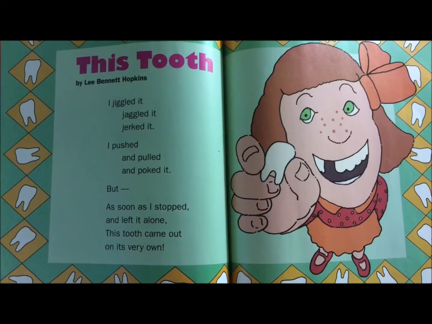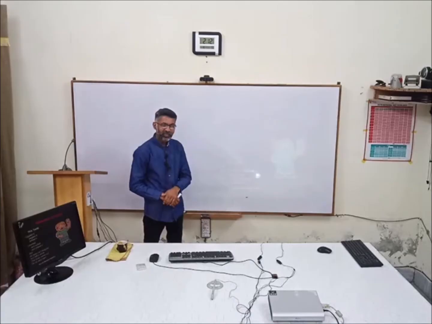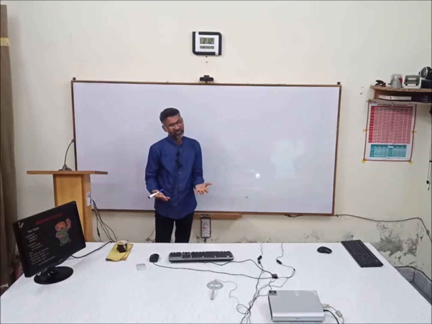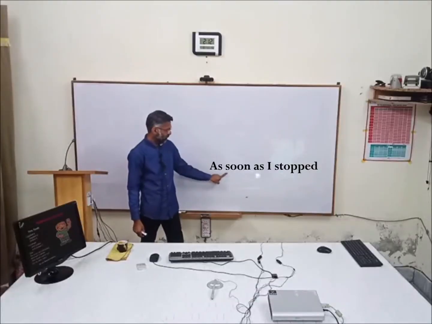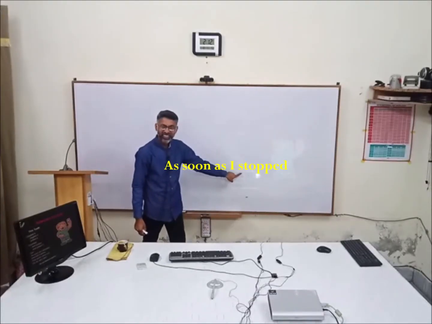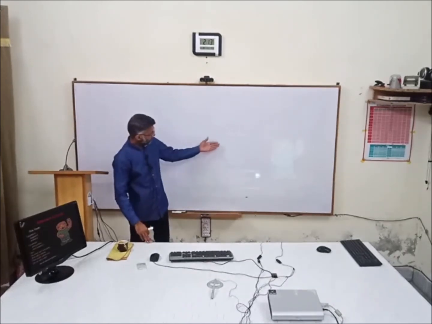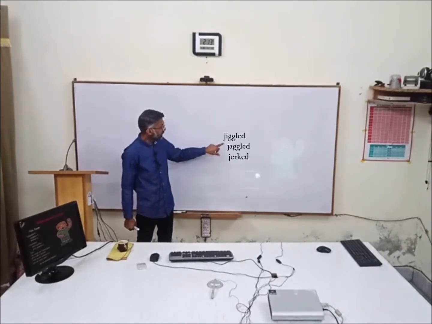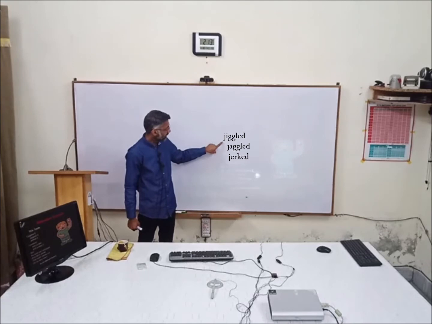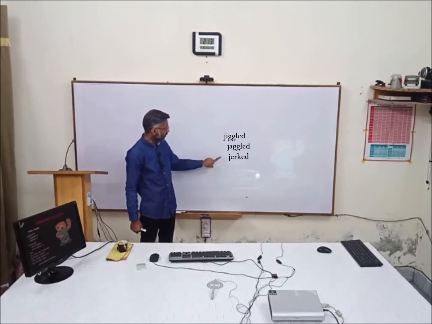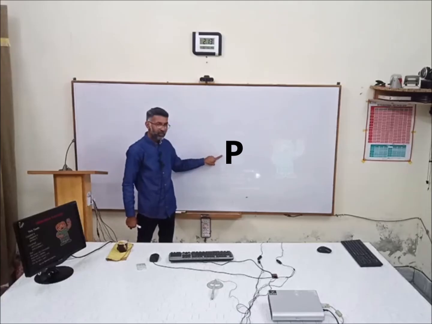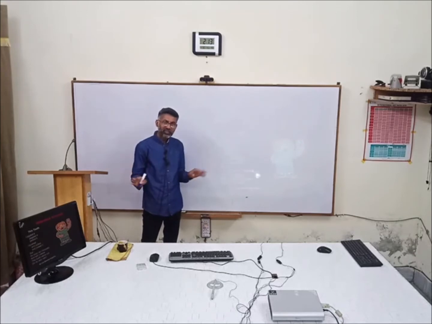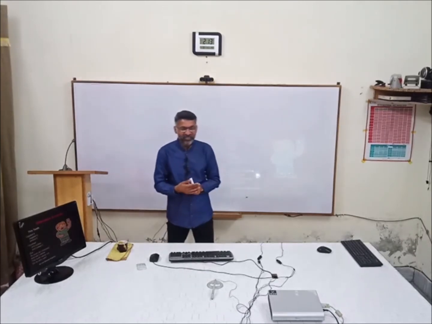I pushed and pulled and booked it. Which sound? The p sound, in the beginning. As soon as I stopped. This is a consonant sound. So what is repeated over there? Jiggled, jaggled, jerked. This sound is repeated. I pushed and pulled and booked it. What? P. Are the points clear? What's the role of this repetition?